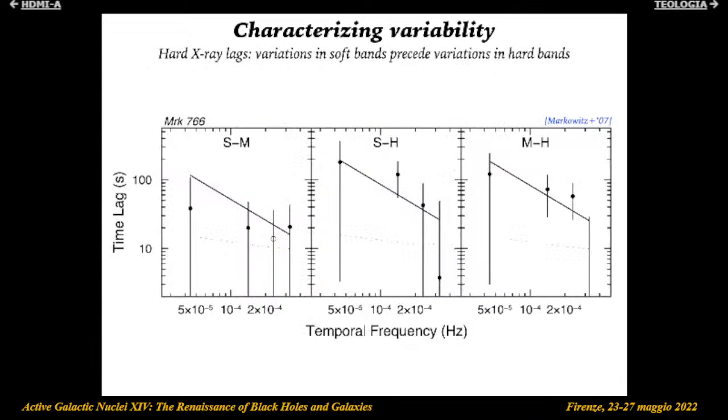Another way to characterize variability is to look at correlations between X-ray bands. And so when we do that, what we observe is that we measure time lags.